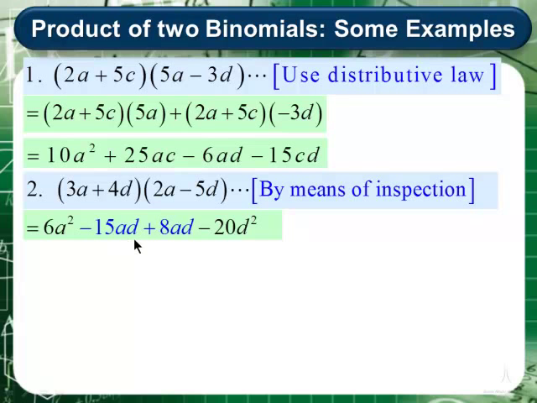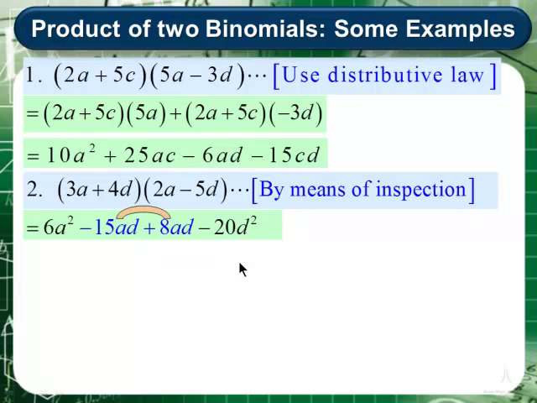After that we multiply together the inner terms, 4d and 2a as indicated on the screen, to get 8ad. And finally we multiply the second or the last terms for each of these binomials, 4d and minus 5d together, to get minus 20d squared. That is, of course, if you use the well-known FOIL rule.